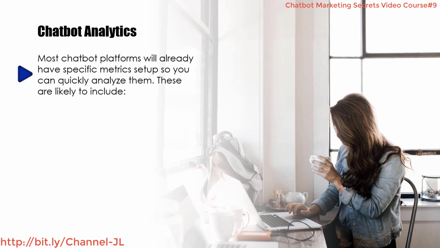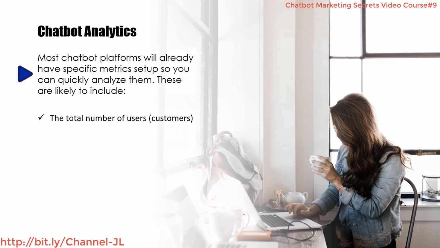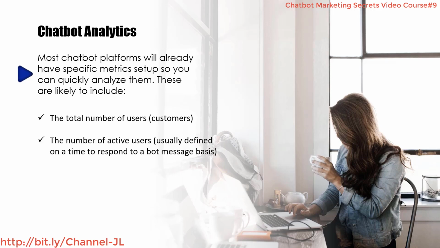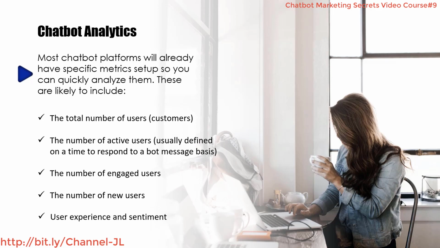These are likely to include the total number of users, customers, the number of active users, usually defined on a time to respond to a bot message basis, the number of engaged users, customers that are in conversation with the chatbot, the number of new users, user experience and sentiment. A message from a user can be classified as positive or negative, or even neutral.